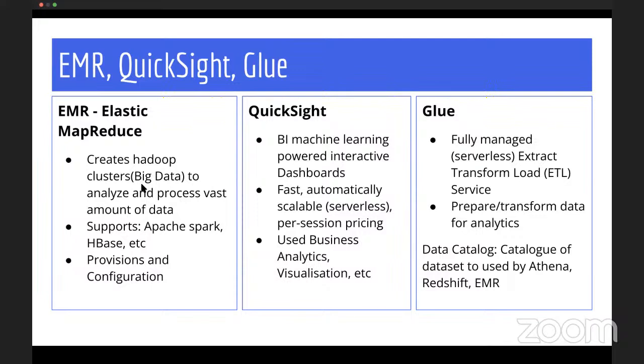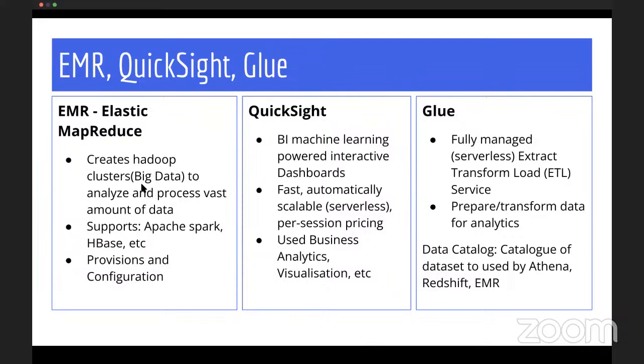It is fast, it is automatically scalable, which means you don't think of servers. Now it has a per session pricing, which means for every time you go in or log into the QuickSight session, that's when you'll be paid. That's one of the beauties of serverless. So once you're out, once it's not being used, you're not being charged. Of course, it is used for business analytics and visualizations and quite a lot of things that businesses require, so that you can, at a glance, just get an insight.